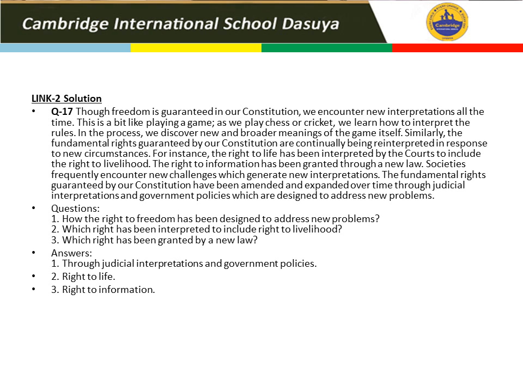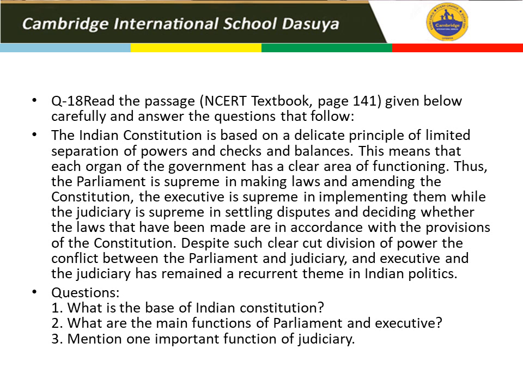Right, on the screen you are watching that there is a passage and question I have asked to you: how the right to freedom has been designed to address the new problem. Answer, through judicial interpretation. Which right has been interpreted to include right to livelihood, that is right to life. Which right has been granted by a new law, right to information, which we call RTI 2005, which you have done in your economics also.